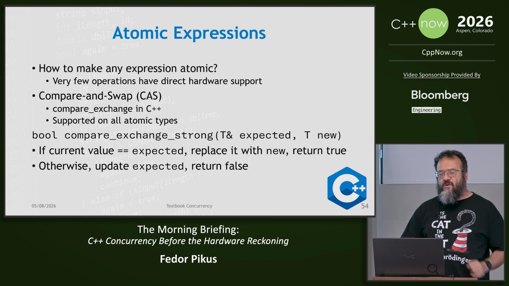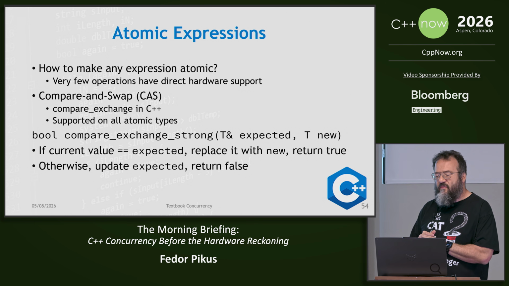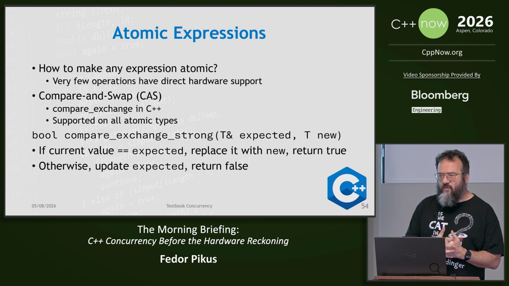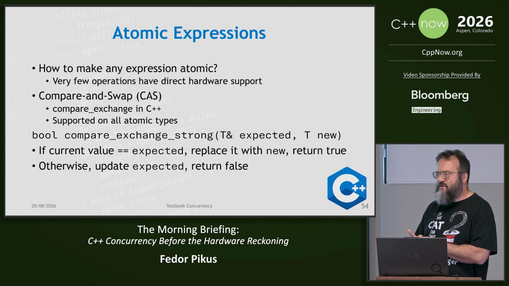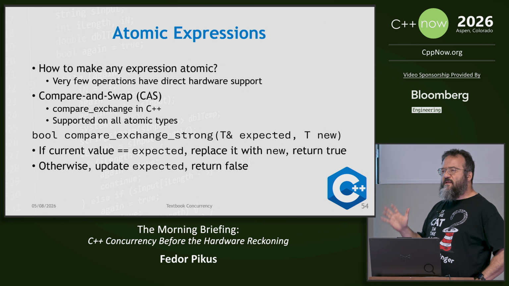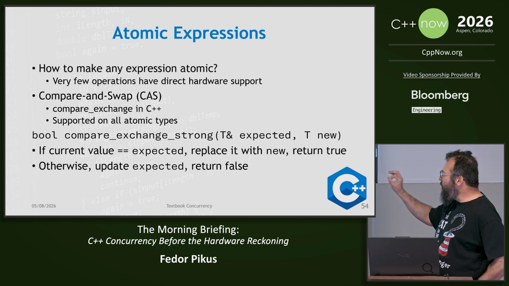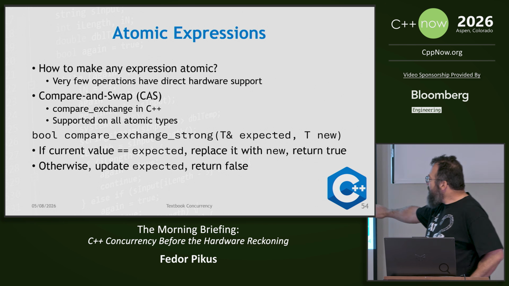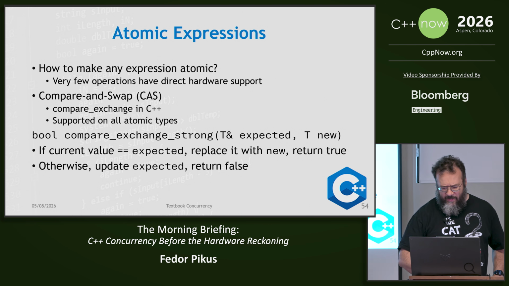Very few operations actually have direct hardware support, like fetch add. There's no fetch multiply in hardware. You could write one yourself, like they did fetch max. There is no max instruction in hardware either. Everything that isn't done in hardware is built on top of this one instruction called compare and swap, which in C++ is exposed as compare exchange, and I'll say strong for now. There's also the weak version.